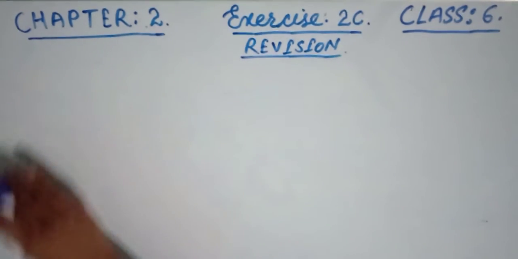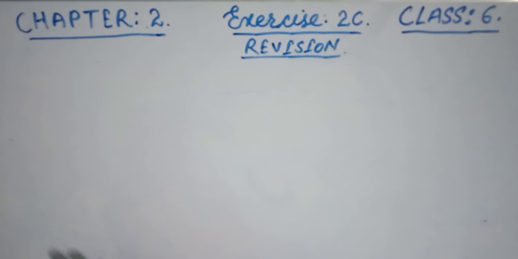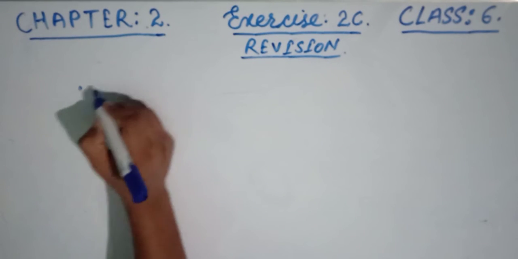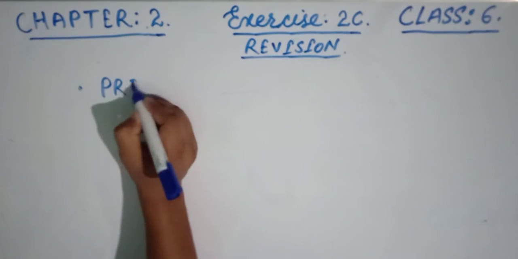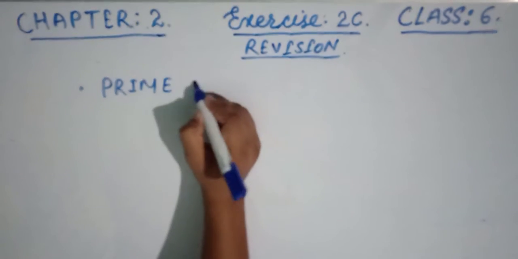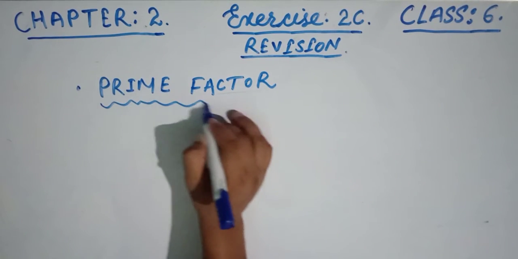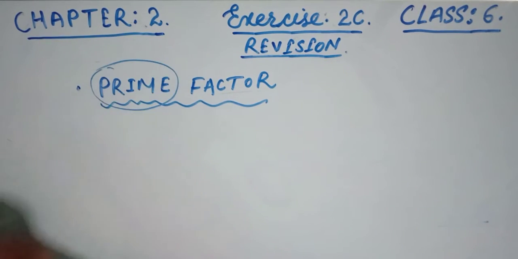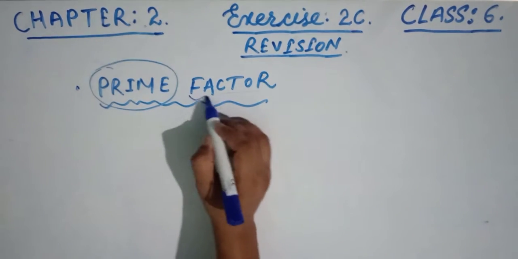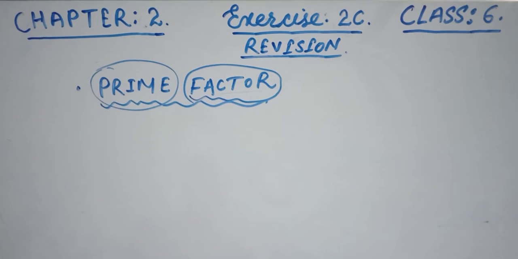Before solving a couple of questions of exercise 2C, we have some points, and these points are, friends, first, prime, factor. If you look at the words, the first is prime, and you know about prime numbers from the just previous video lecture, and the factor. We had already discussed prime numbers and factors in the previous video lecture, and I hope you are all aware.